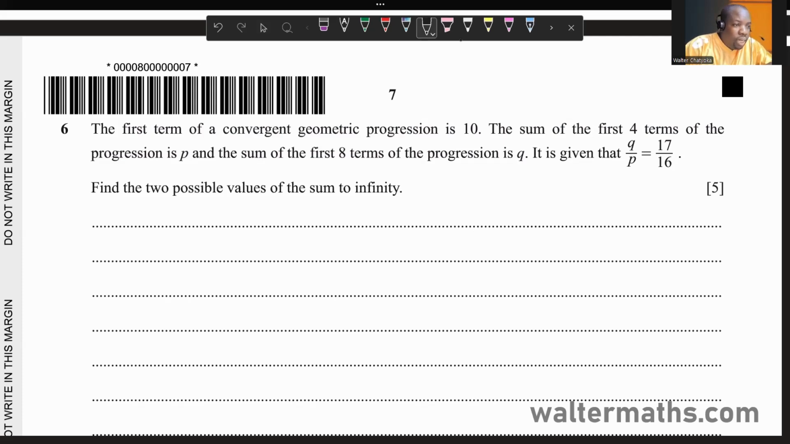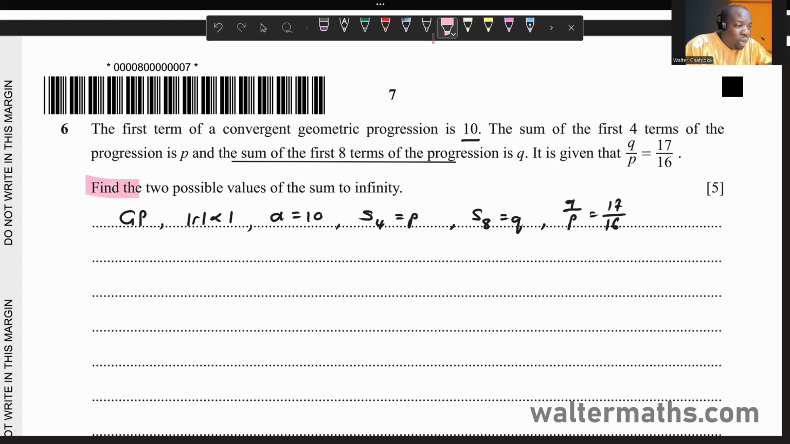Here it's a convergent geometric progression, and the fact that it is convergent would mean that the modulus of r should be less than 1. We've been told in the question that the first term is 10, so a is 10. We've also been told that the sum of the first 4 terms of the progression is p, so sum to 4 equals p, and that the sum of the first 8 terms is q, so sum to 8 is equal to q. We've also been told that q over p is equal to 17 over 16. So that's the information we have, and they want us to find the 2 possible values of the sum to infinity.